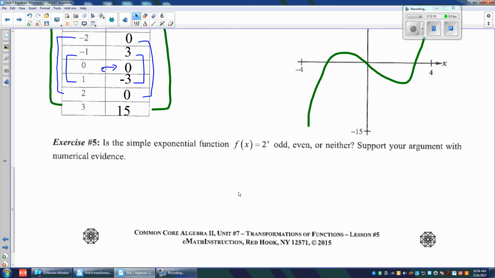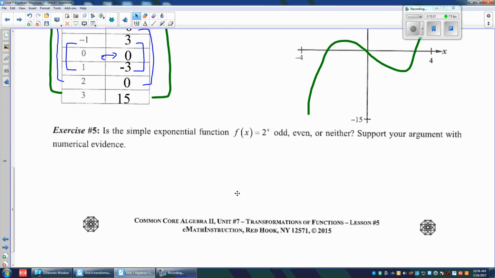Is the function f of x equals 2 to the x odd, even, or neither? Support it with numerical evidence. First of all, let's understand that we recognize this as being an exponential function. And it's an increasing exponential function. We know that there's no symmetry across the y-axis. We know it's not odd. We know it's not even. So let's first try to see if it's neither.